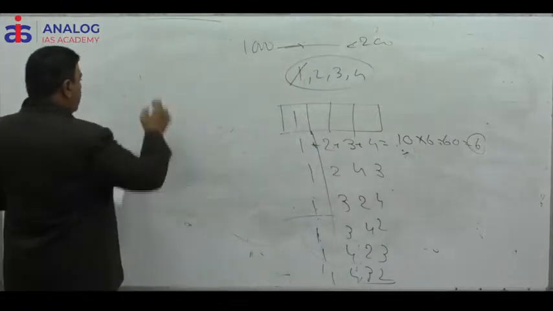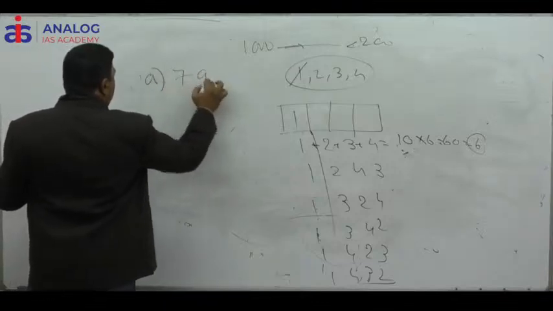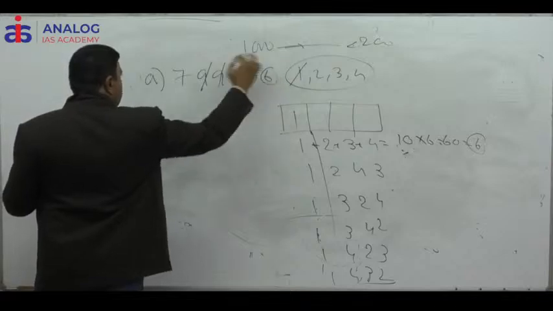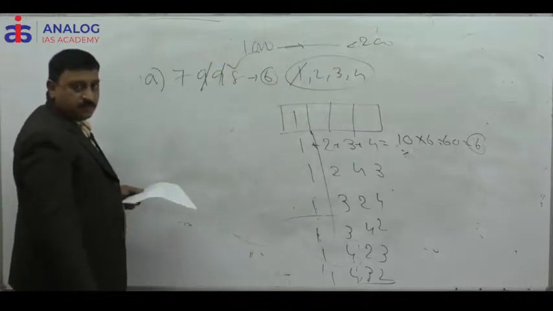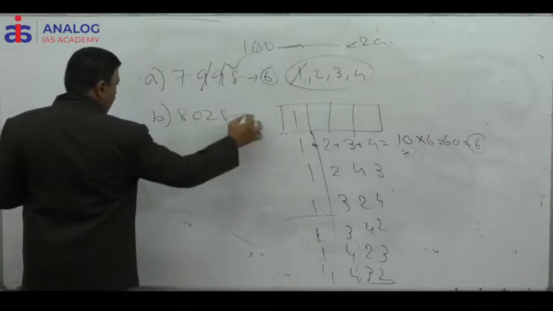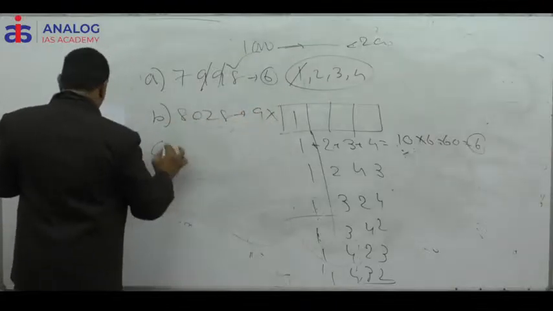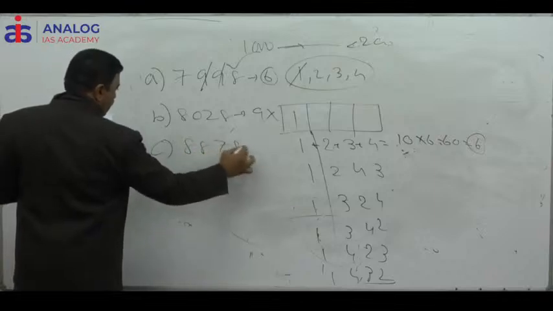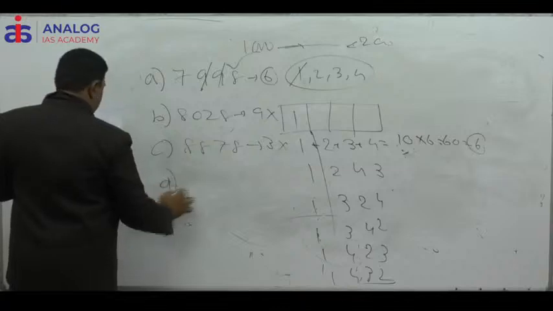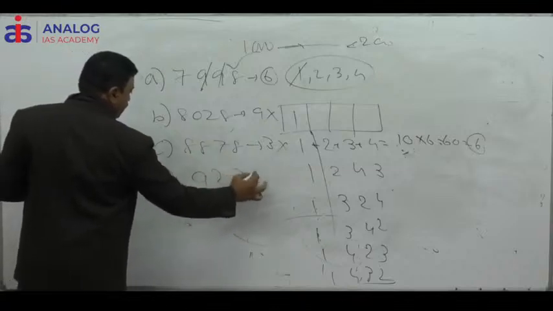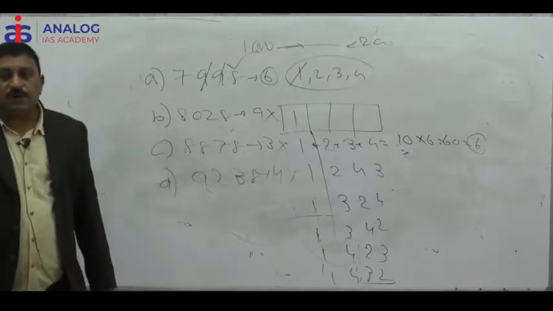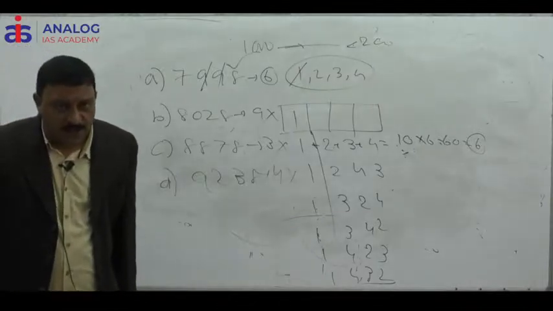Option A, the first one, 7998. Yes, 9 cancels, total 6. This is the answer. B, 8028, total 9. No. C, 8878, 3 is given, there is 3. Wrong. D, 9238, 1 is given, total 4. This is also wrong. If you have the sum of the digits concept, you will get the answer directly.